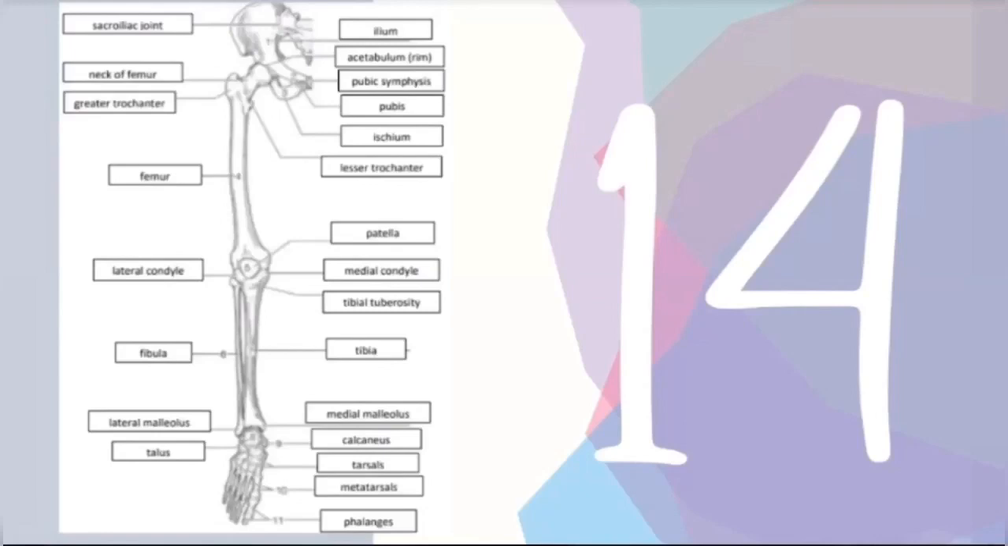Next is the lesser trochanter. It projects from the lower and back part of the base of the neck, so it receives the insertion of several muscles.